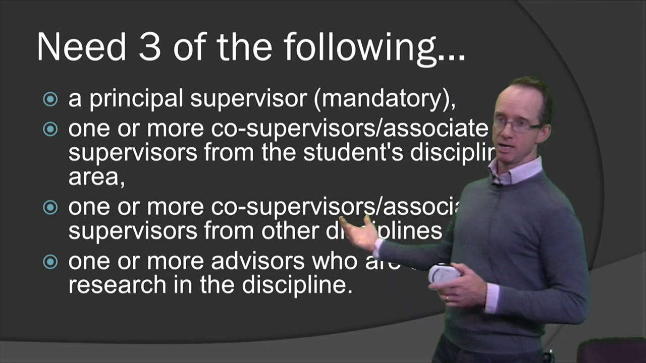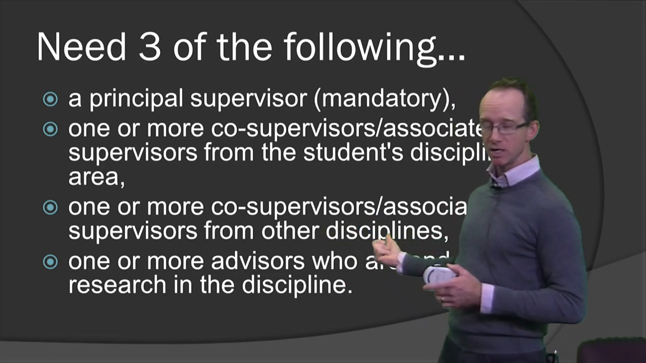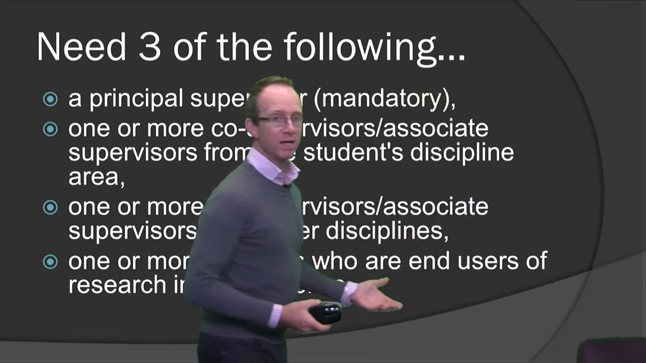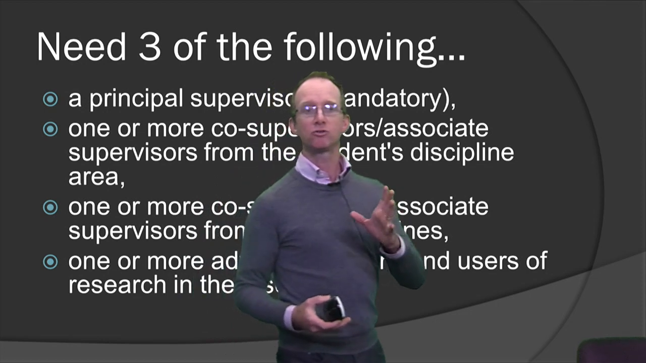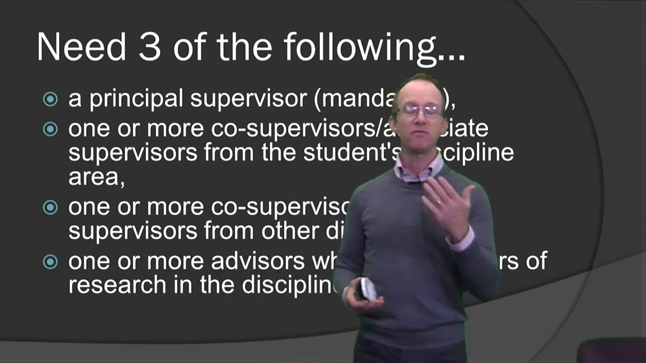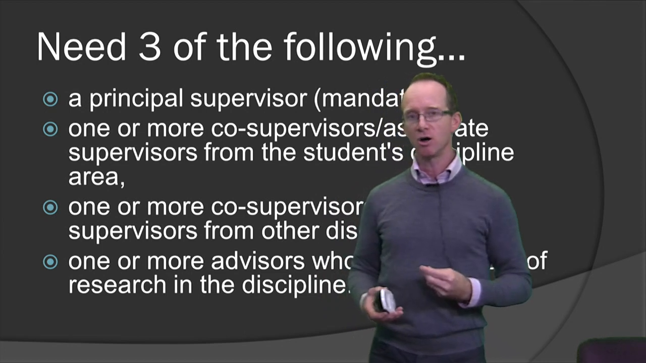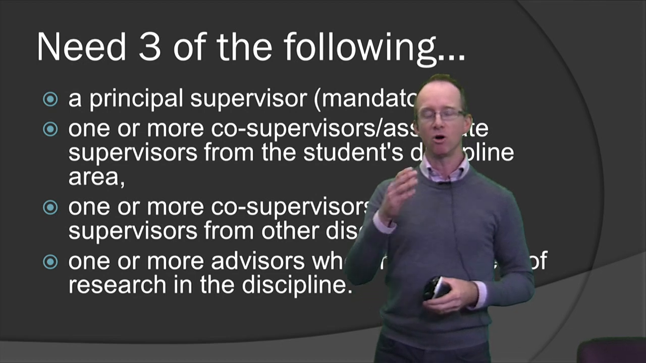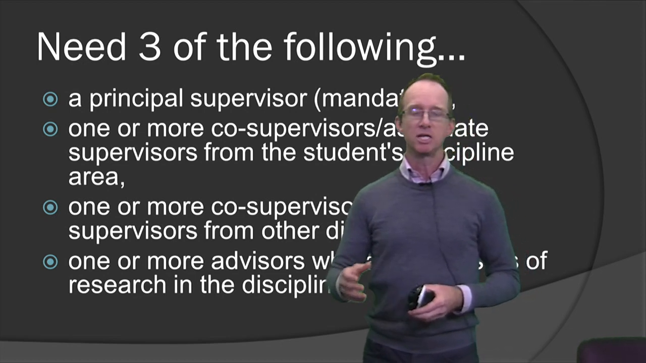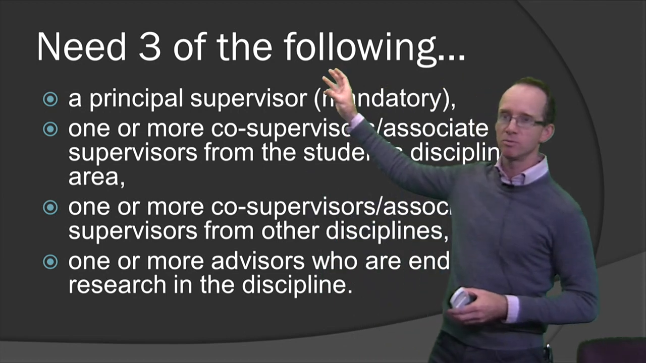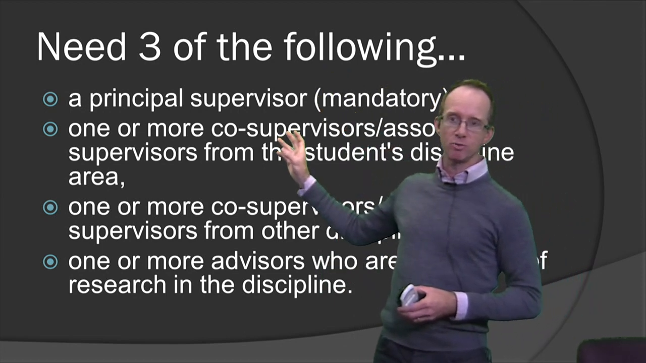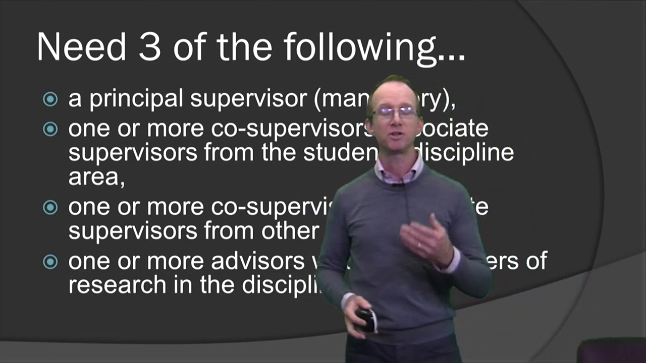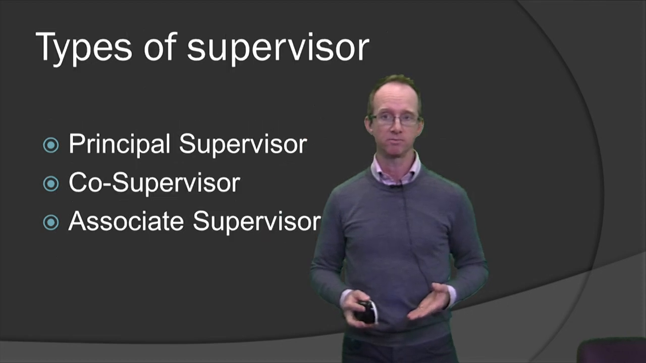Now, this could be another co-supervisor or associate supervisor from another discipline, or it could be 1 or more advisors who are what we would call end users. This might be someone in industry, in government, even a community body, someone who's an end user of the research potentially. Who this is depends on the particular project and will vary from student to student. So you need to have 3 of these people. You need to have a principal, and you need to have at least 1 co-supervisor. And with these other people, you mix and match according to the needs of the project. And you can have more than 3 supervisors on a panel.